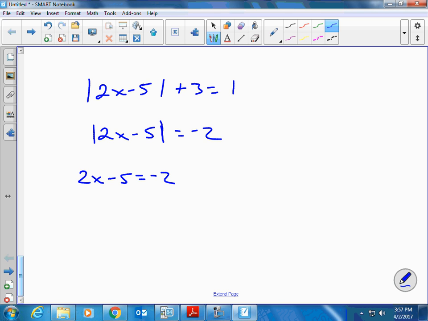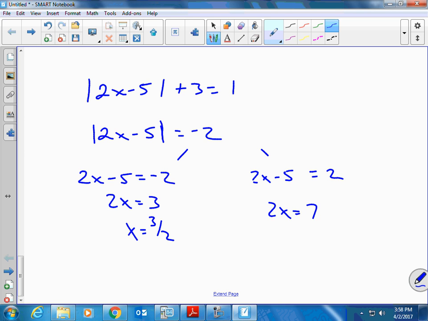So most people would do this, and they'd split it into that, and they would split it into that. Oops, that's a positive too. All right, that's my basic process. Then I add 5 to both sides. And I divide by 2. And over here I add 5 to both sides. And I divide by 2. Plug those back in.